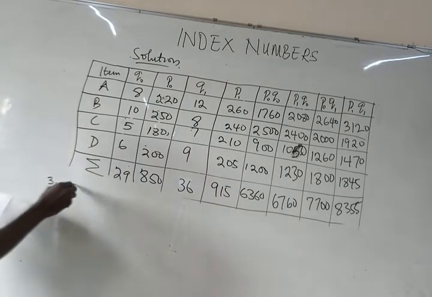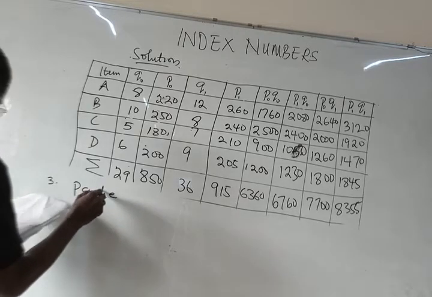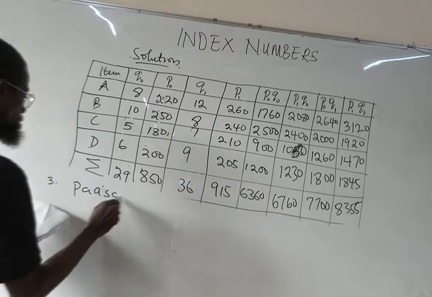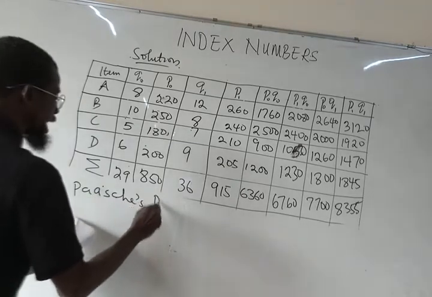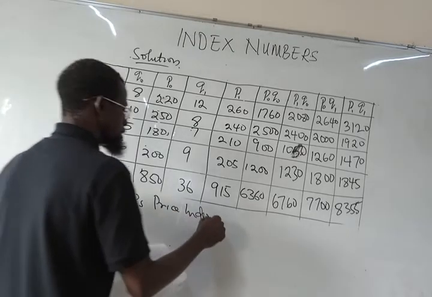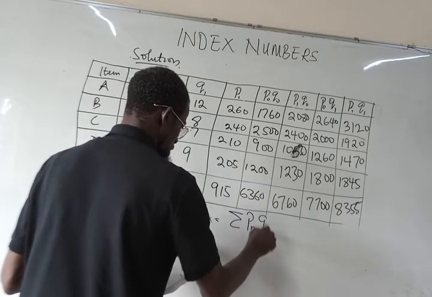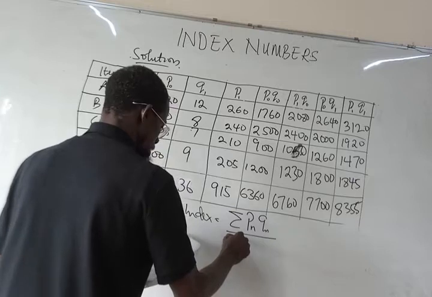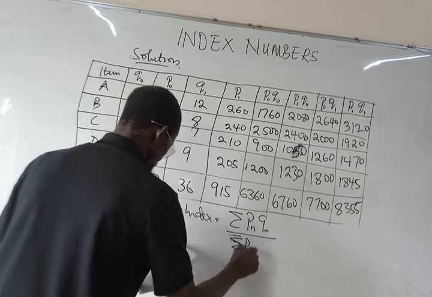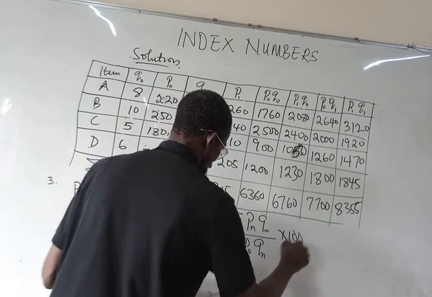So method 3, Paasche price index. Purchase price index, the same thing. In the summation, in this case it will be the summation of Pn Qn over the summation of P naught Q naught, then times 100 over 1.